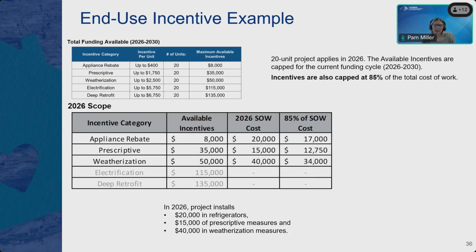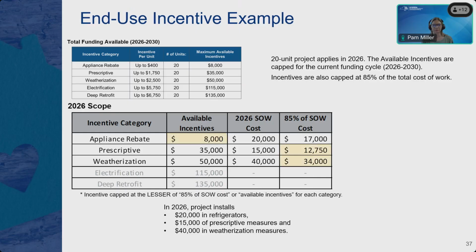So if we're looking at the 85% of the scope of work cost, we have $17,000 as 85% of that appliance rebate, $12,750 for prescriptive, and $34,000 for weatherization. Here we're highlighting what caps are being met.